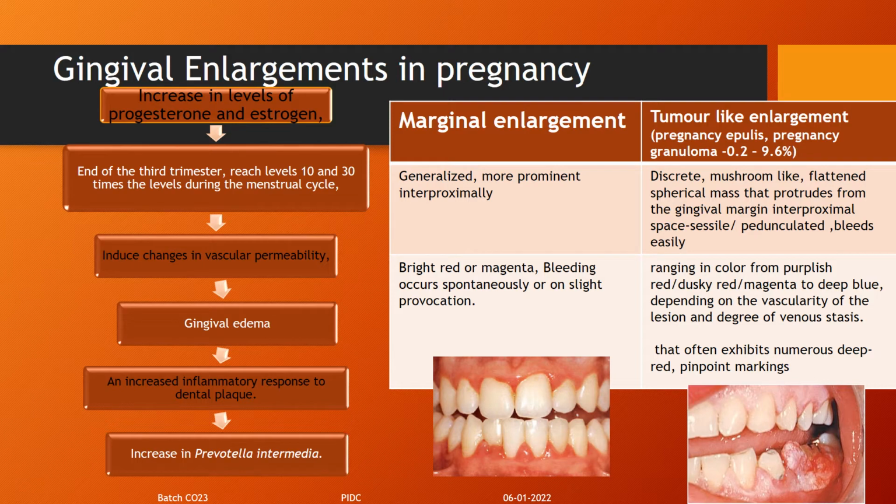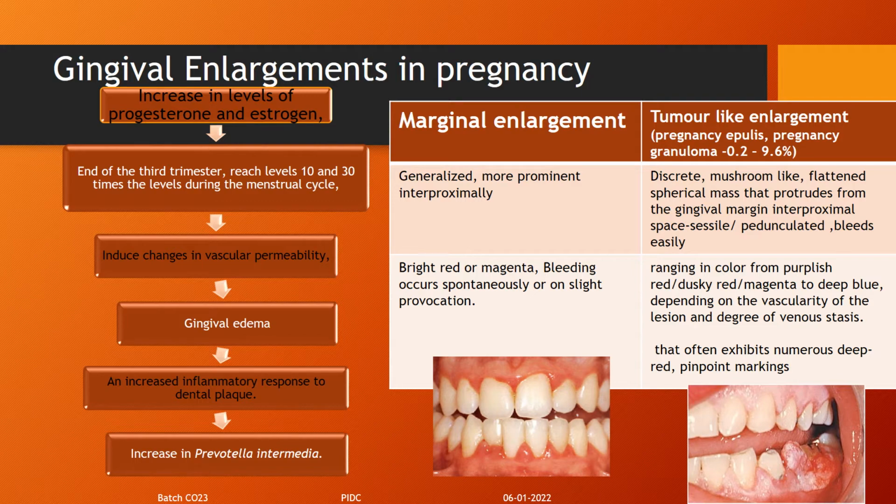Whereas the pregnancy granuloma appears as a discrete, mushroom-like, flattened spherical mass that protrudes from the gingival margin. It is more often seen in the interproximal space, and can be either sessile or pedunculated, and bleeds easily. It ranges in color from purplish red or dusky red or magenta to deep blue, depending on the vascularity of the lesion and the degree of venous stasis. It often exhibits numerous deep red pinpoint markings.